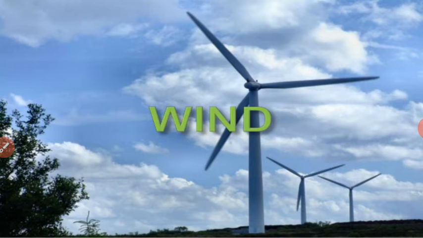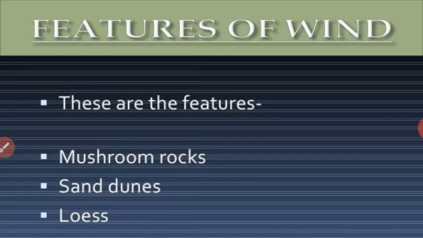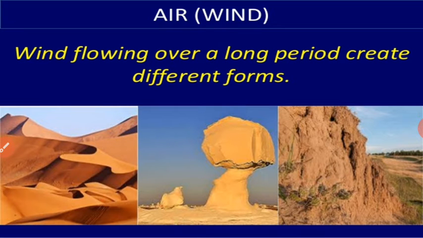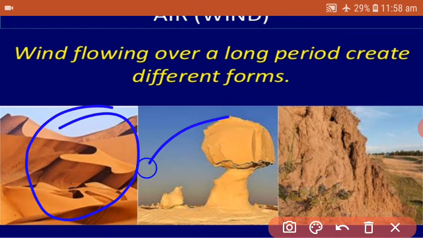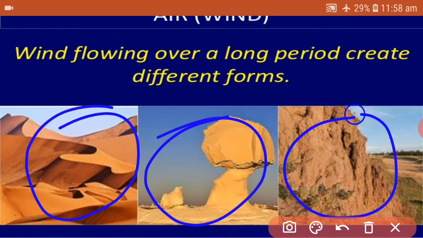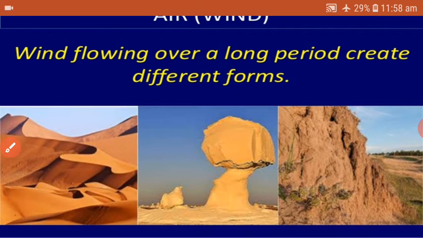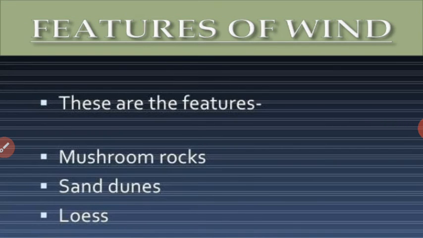Next we have the work of wind. You will find the same title on page number 17 in your textbook, along with the picture of sand dunes. Here you have the picture of a sand dune, this is the picture of a mushroom rock, and also the deposition that is known as loess. So these are the three features created by wind. Wind flowing over a long period creates such different forms of land, as you can see in the pictures. These features are mushroom rocks, sand dunes, and loess.